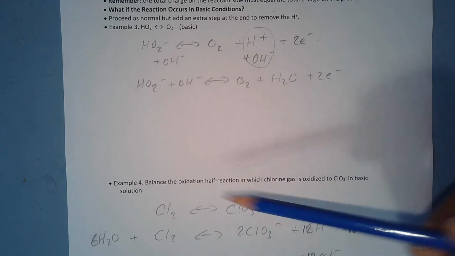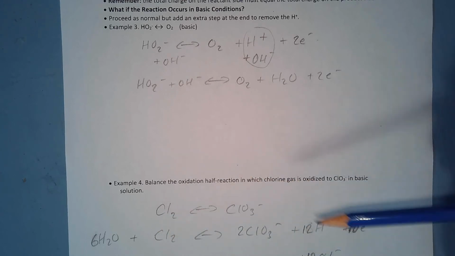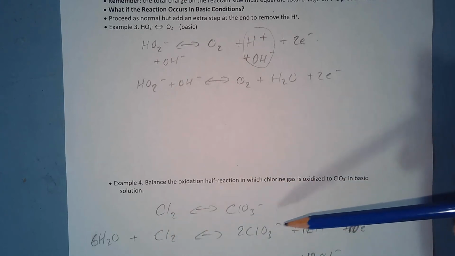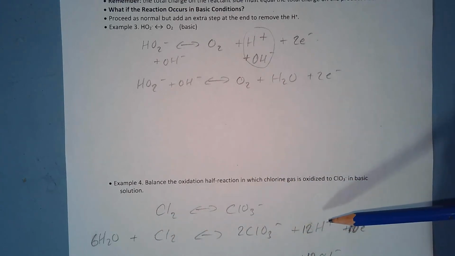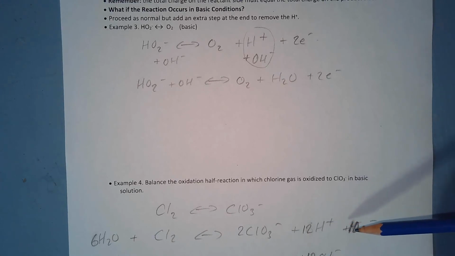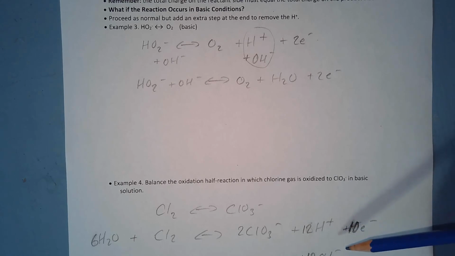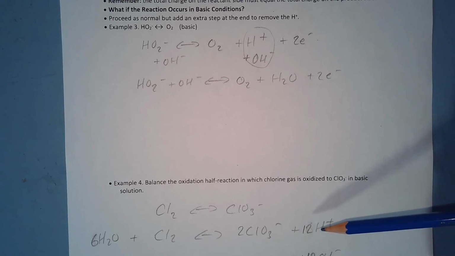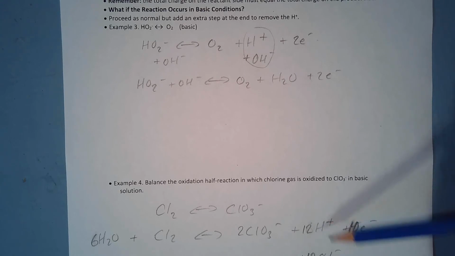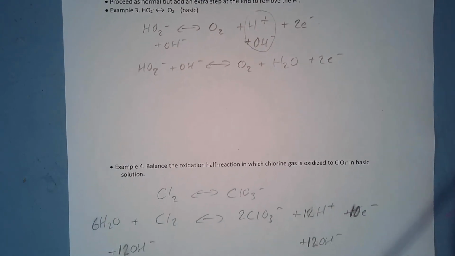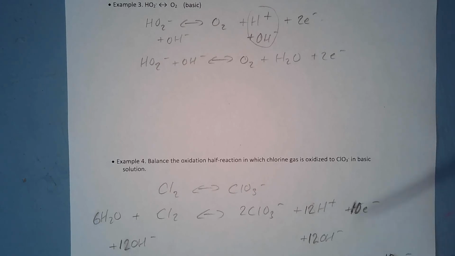And then if you look at the charge on the left is 0, and then the charge here is -2 +12. So we need another -10. So we add 10 electrons. Okay, so this is where we would leave it if it were acidic. So now what we have to do is, because we have 12 H pluses, we have to add 12 OH minuses to both sides. Okay, so we add 12 OH minuses to both sides.